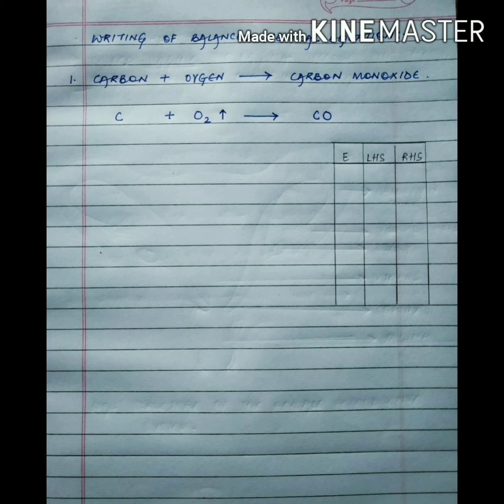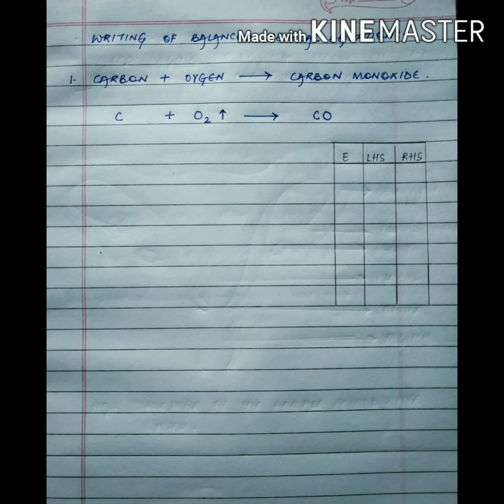Now next to O2, you will see that there is an upward arrow. In the last chemistry class, I had given you all a set of rules. In that rule, I had mentioned that an upward arrow indicates that it is a gas. We all know oxygen is a gas, so next to oxygen, I will put an upward arrow.